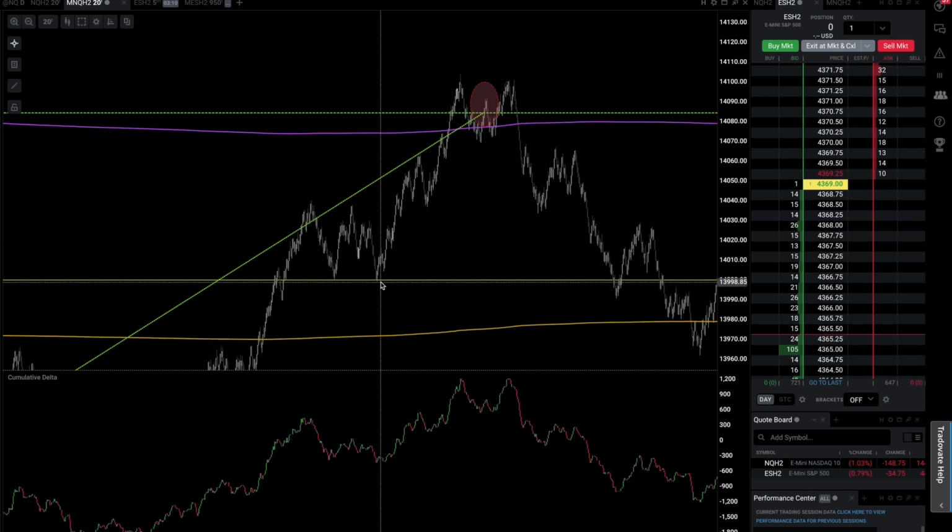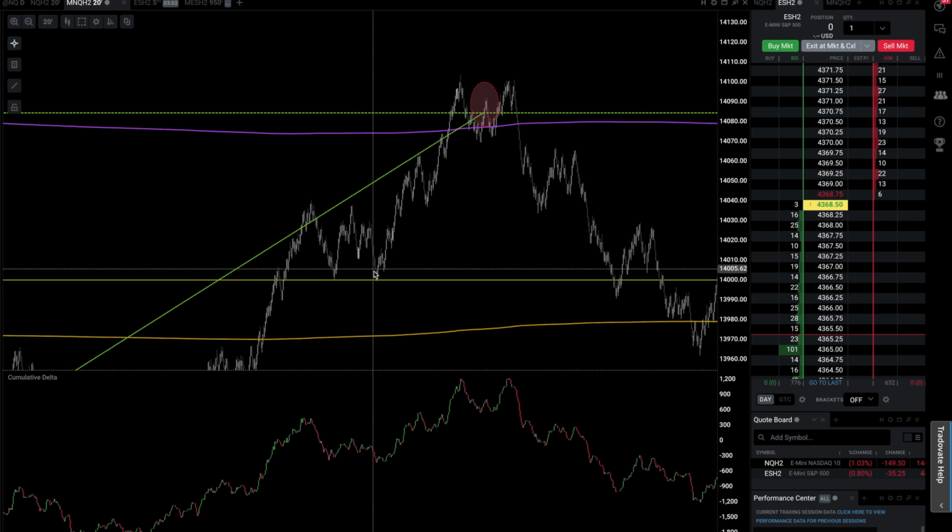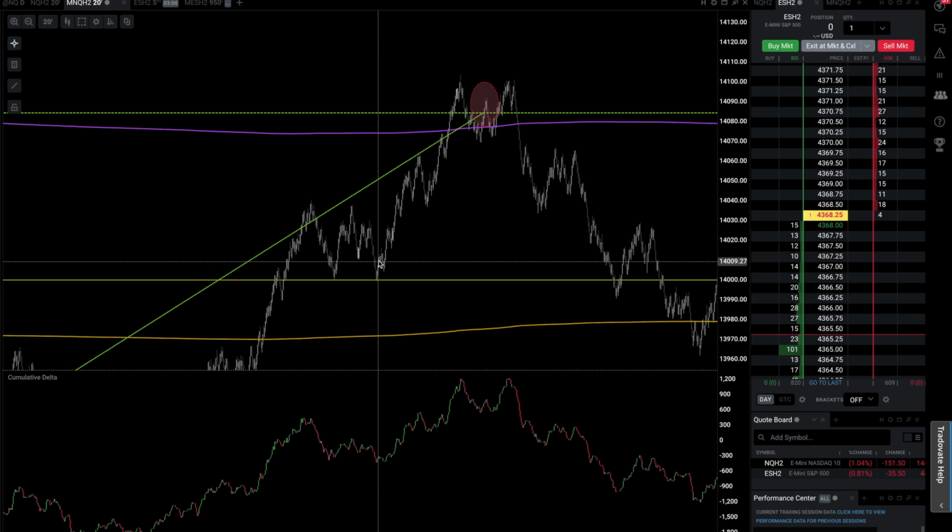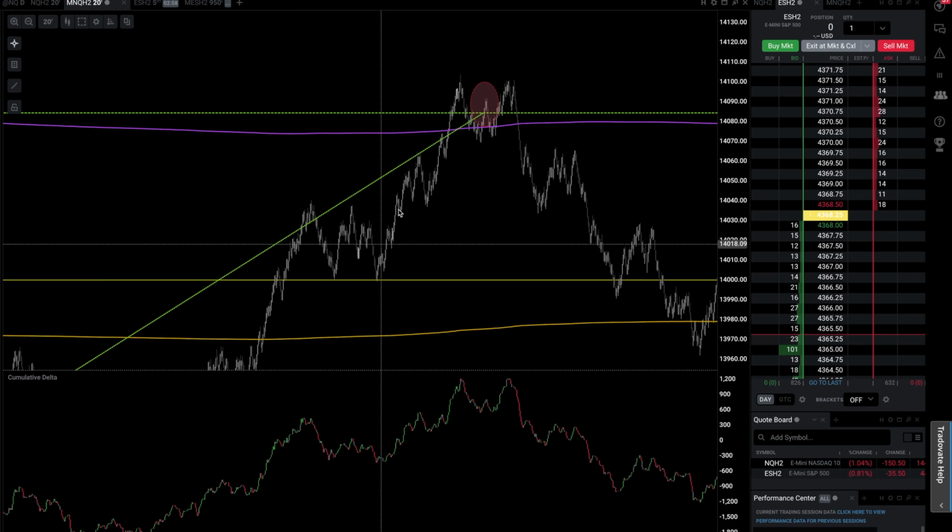And same thing with this area right here. I put my stop loss just under this point of control line. Almost got stopped out, and I didn't. Luckily I didn't, and we kept on going up.